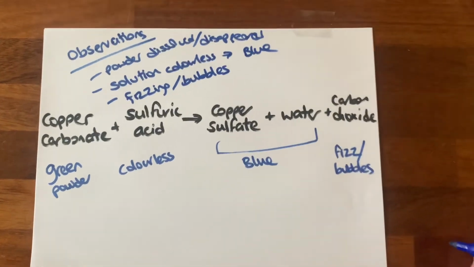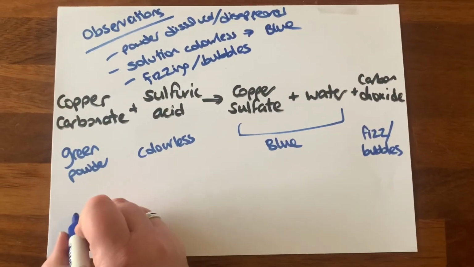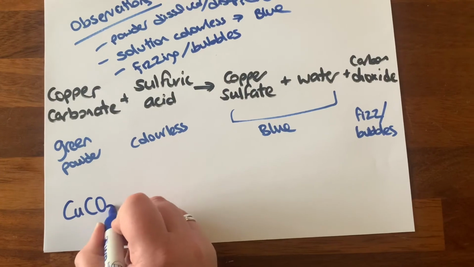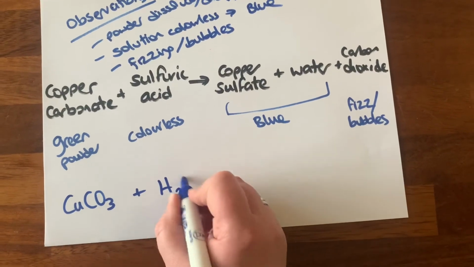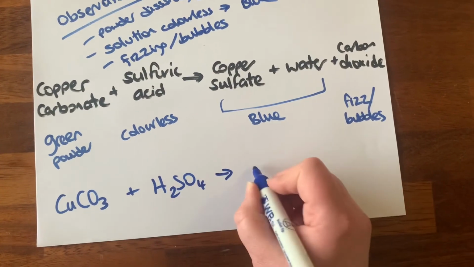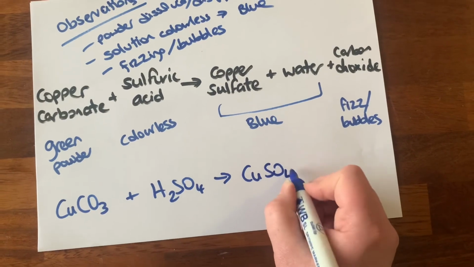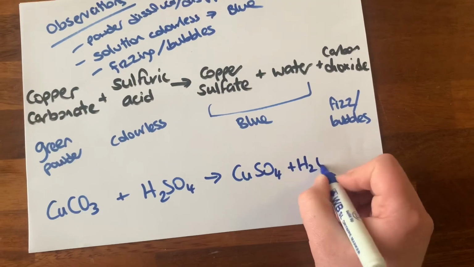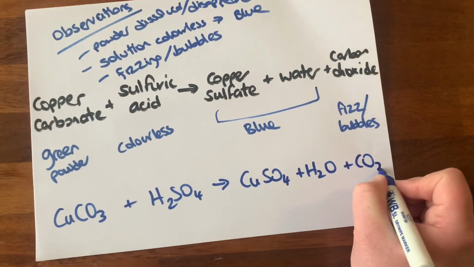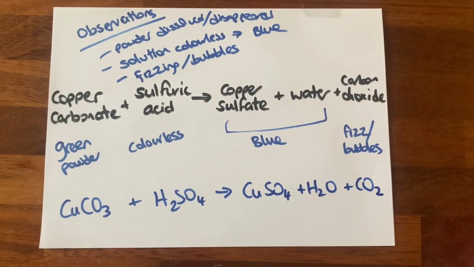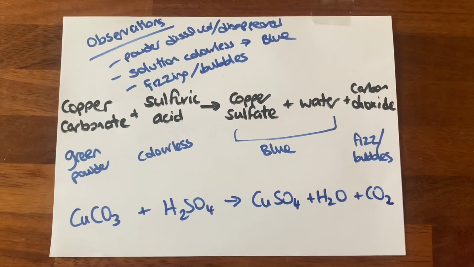Now we're looking at our symbol equation then. So the formula for copper carbonate is CuCO3 plus sulfuric acid, which is H2SO4, and again the same formula for copper sulfate that we had in the last equation, plus water plus carbon dioxide. And again, you can have a look at that equation and just check to make sure that it's correctly balanced.